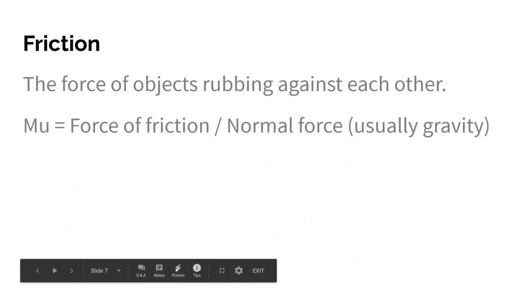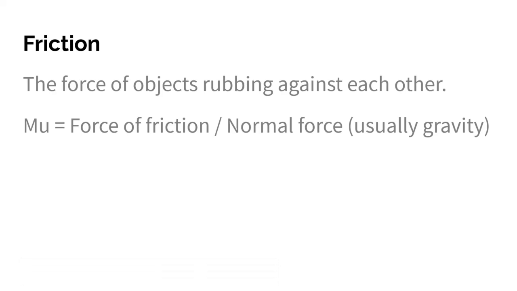Friction. Friction is the force of objects rubbing against one another. This means that it is because things are slightly, on a microscopic scale, not completely smooth. So when you rub things together, those small non-smoothnesses will kind of grind against each other in a way.